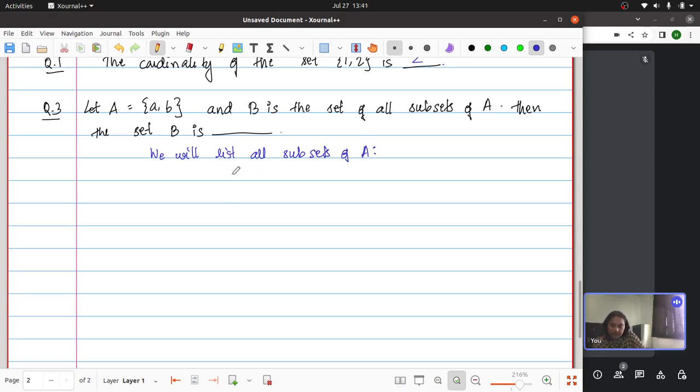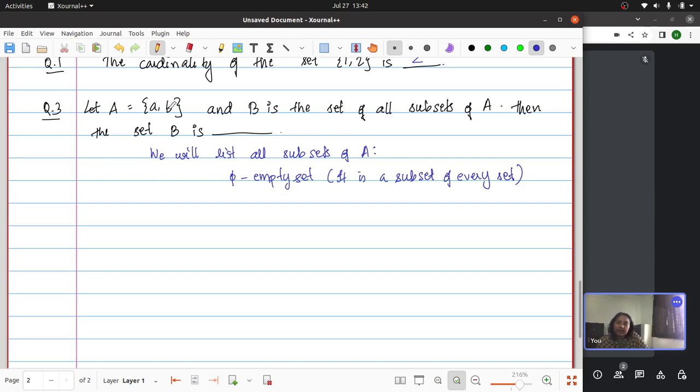So the first thing is the empty set. This is denoted by this. Just to remember, it is contained in every set. So it is a subset of every set, right? Then what can we have?